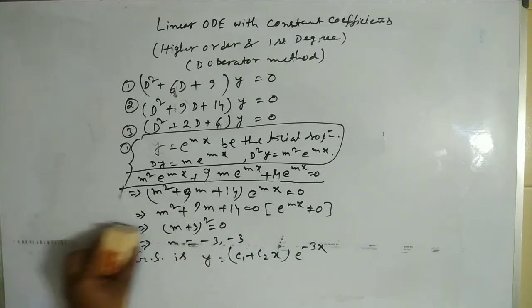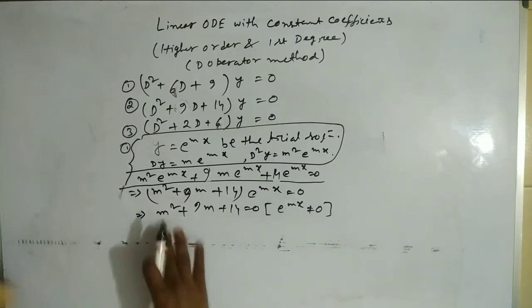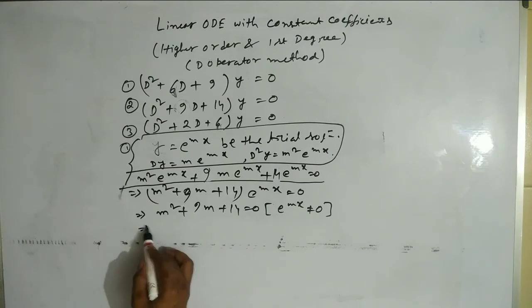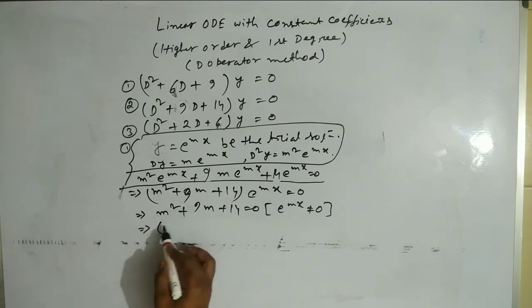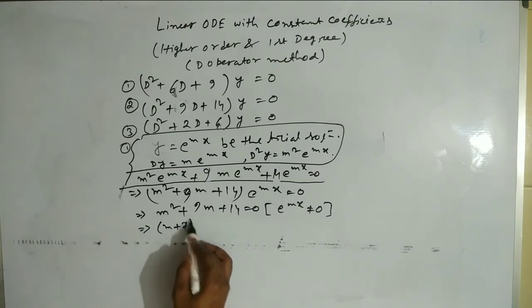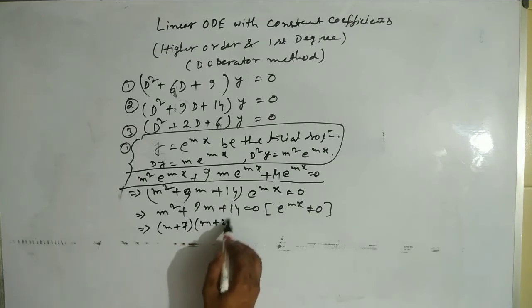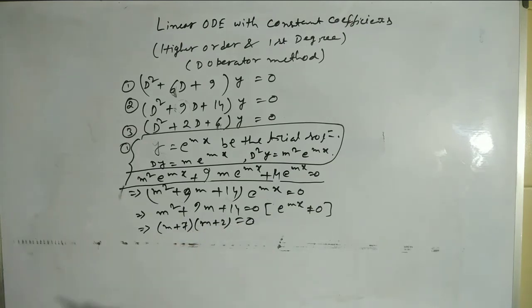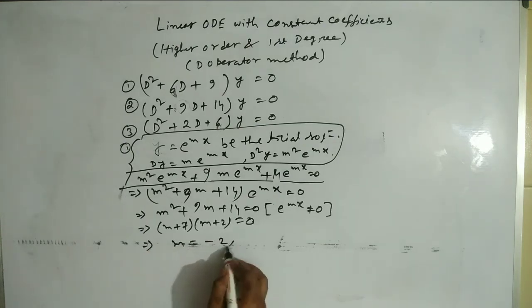So this is the auxiliary equation. Now if we factorize this, it will be (m plus 7) into (m plus 2) equal to 0. Okay, so from here we can say that m equals minus 2, minus 7. So the roots are real and unequal.